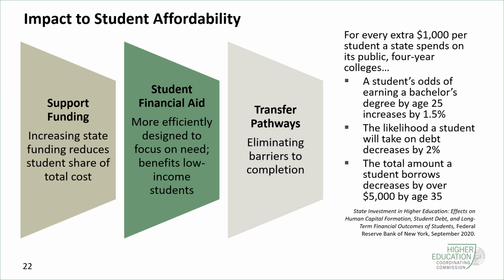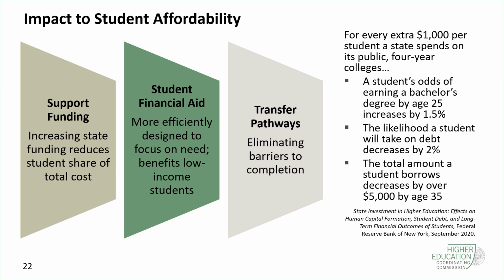But the third policy area is transfer pathways. If we can eliminate barriers to completion with common course numbering schemes and guaranteed matriculation programs and other approaches, by eliminating barriers to student success and completion, hopefully that'll ease the way and affect affordability as well on behalf of students.